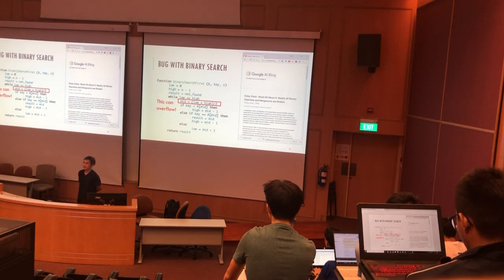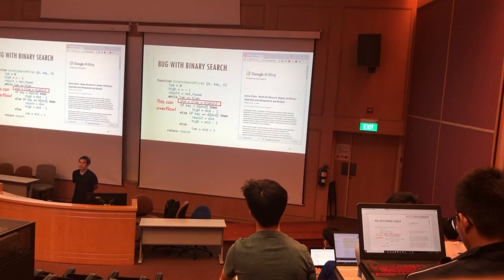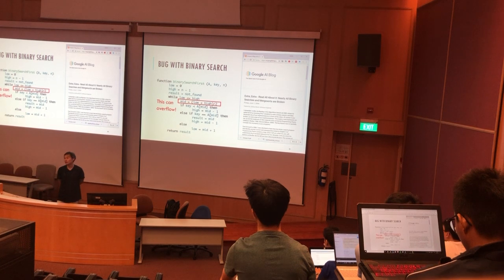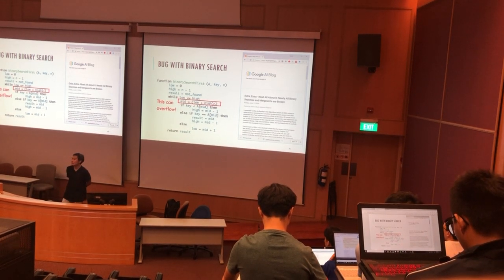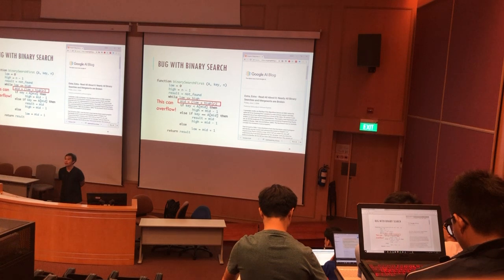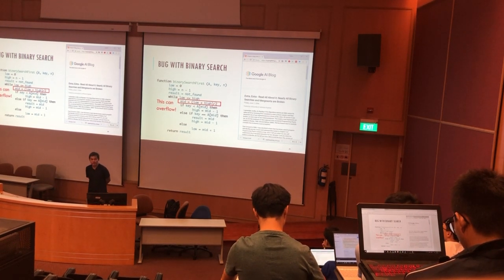So what did it break? The problem is here, this line. The problem with this line is that it can overflow if low and high are very large. If these two numbers are very big, this overflows, and then mid is no longer valid. You get the wrong middle point because it has overflowed. So this is a bug with this particular line of code.